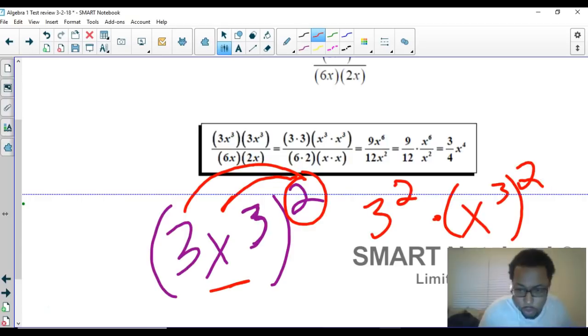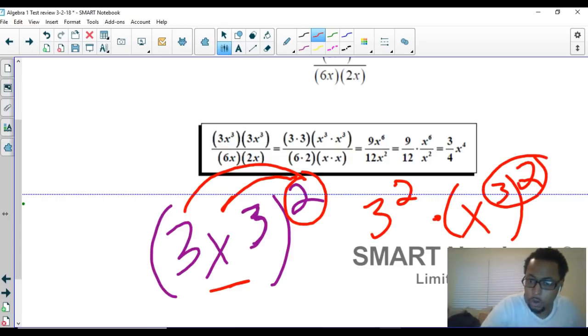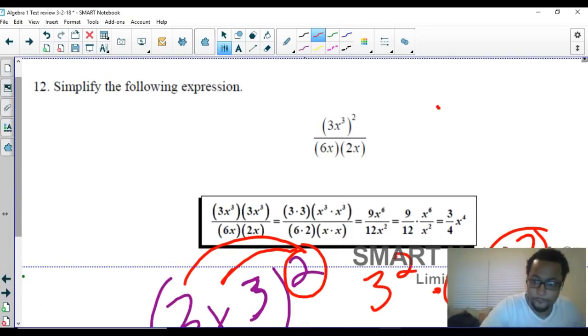Once you do that, 3 squared is 9. X to the third to the second, because remember, these are together now, you multiply. So that's the only time you multiply exponents, when they're kind of together. So we have 9x to the 6.